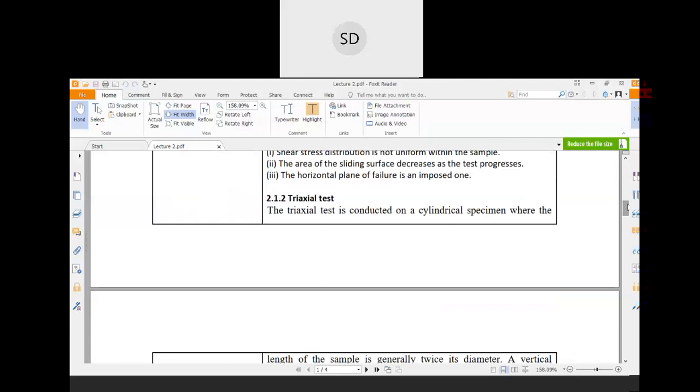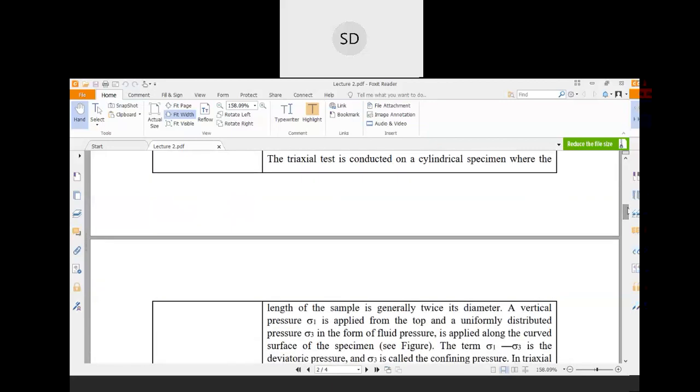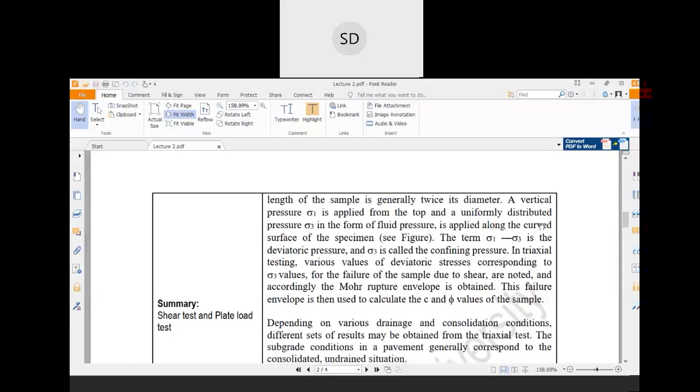In the triaxial test, there would be a cylindrical specimen, and this cylindrical specimen would be submerged into water. From the water, there will be some pressure over that specimen. Now this pressure is basically called pore water pressure, and from above you will put some normal stress. That is your vertical stress. That vertical pressure sigma 1 is the major principal stress, which we have already discussed, applied from the top, and the uniformly distributed pressure sigma 3 is from the fluid pressure.